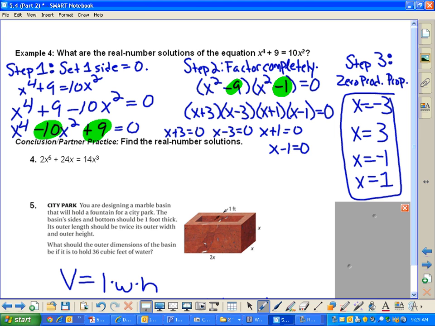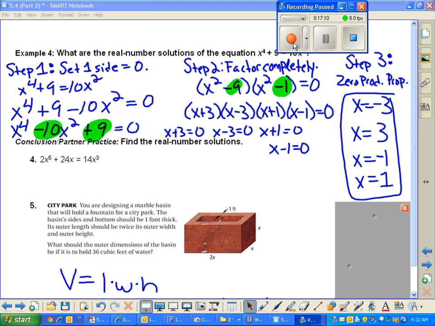So that's a little tip. Questions about that? Okay, I would like you to try one. See number 4 right there in the independent practice? Let's make sure you can do this before we go into a word problem. So go ahead and give it a whirl there.